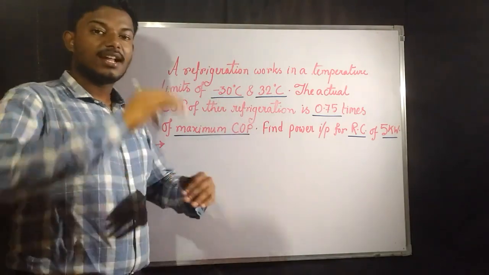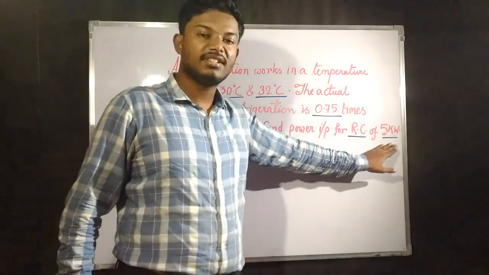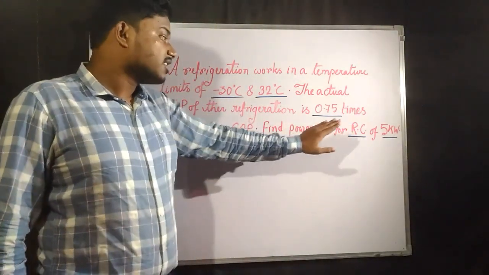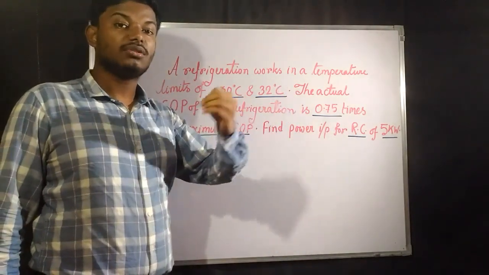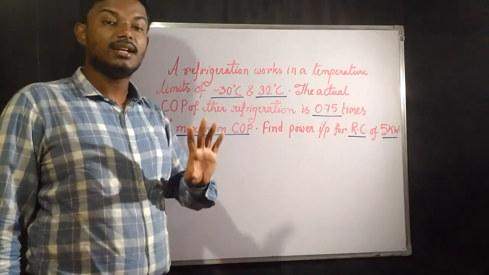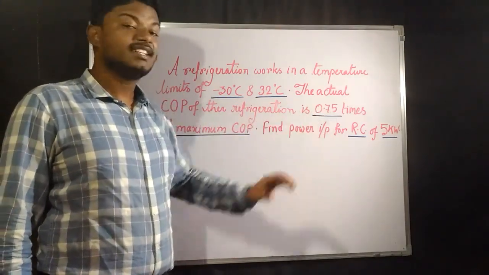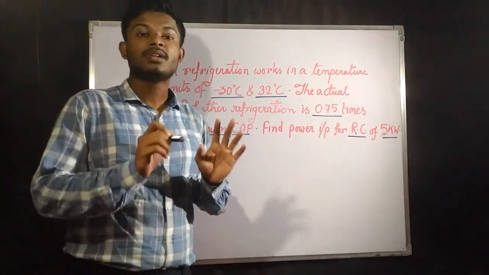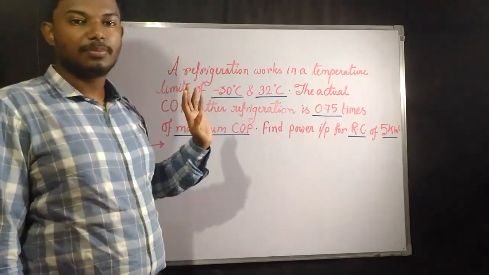That means there are two temperature limits and a refrigeration capacity of 5 kilowatt. For that, we need to find the power input. But they have also given the condition that whatever system it is working on, the actual COP is going to be 0.7 times the maximum COP.